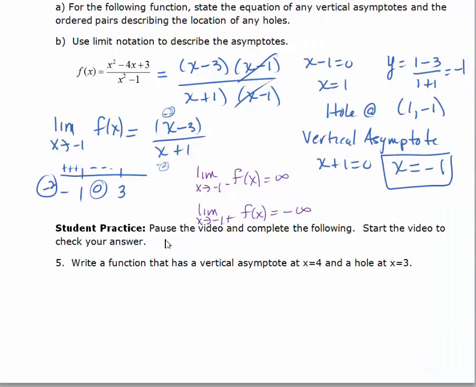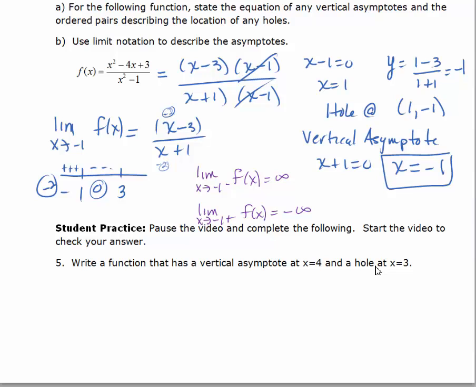At this point, I'd like you to try to create your own function that has a vertical asymptote at x equals 4 and a hole at x equals 3. There's more than one answer. There's actually an infinite number of functions that would have this, but specific things have to occur in order to have that vertical asymptote at 4 and a hole at 3. And I would like you to also state the ordered pair of the hole for your function.